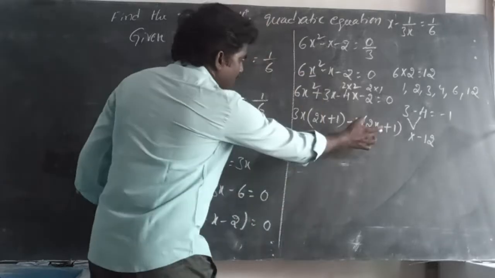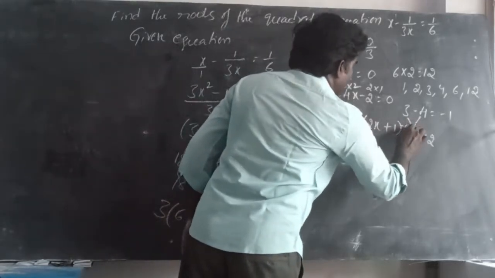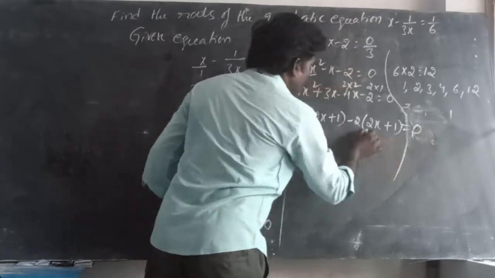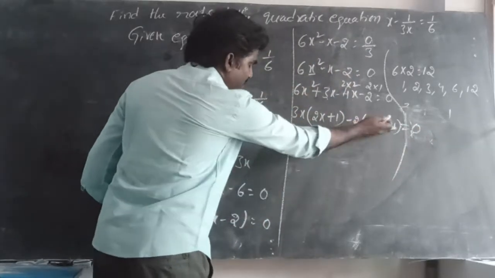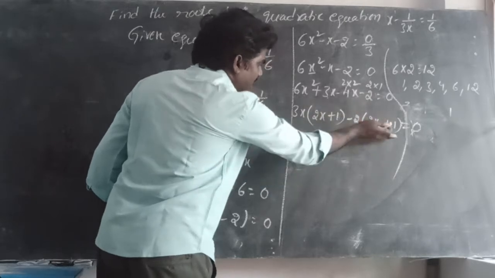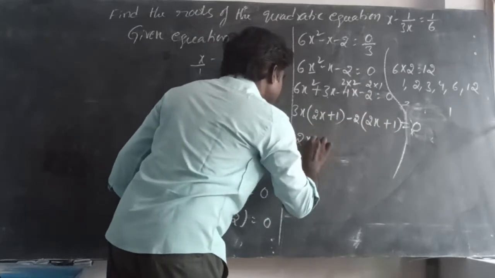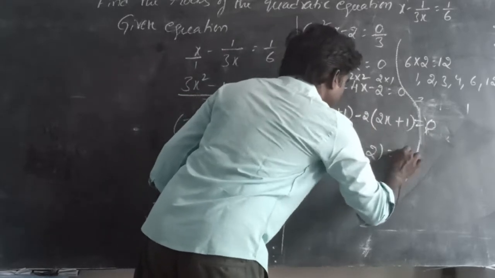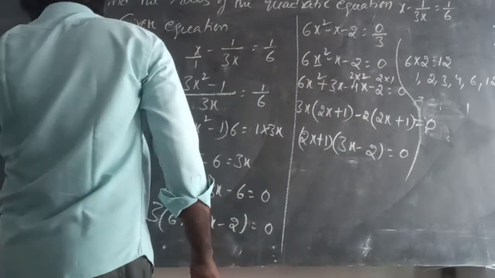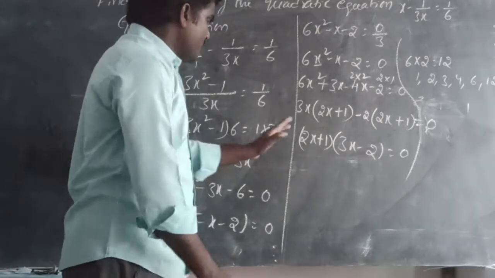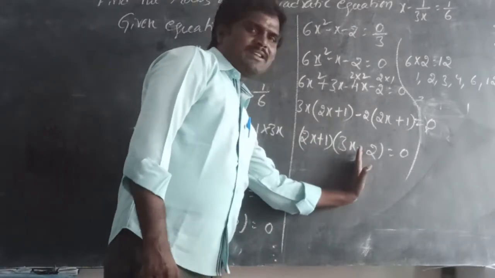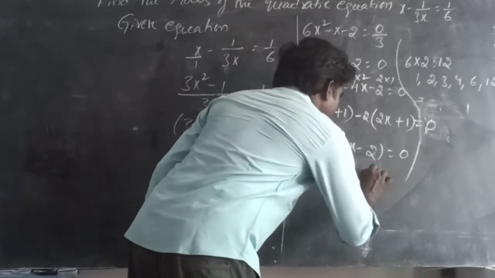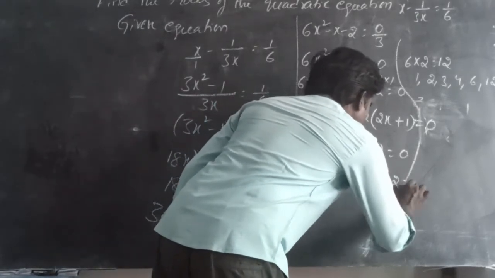So in this total, what is the common one? 2x plus 1 is taken outside. Why? Because in these two expressions the common one is 2x plus 1. What remains? 3x minus 2 is equal to 0. So the product of two polynomials is 0. That means the first polynomial is 0 or the second polynomial is 0. So 2x plus 1 is equal to 0, or 3x minus 2 is equal to 0.